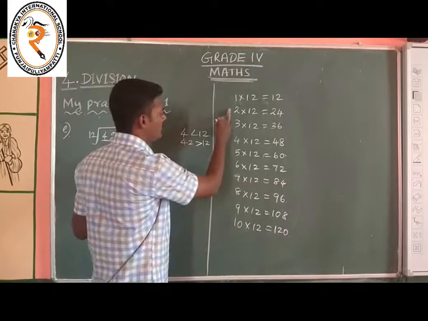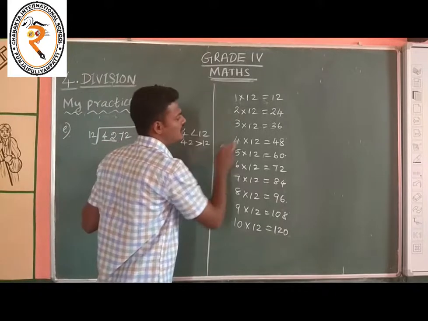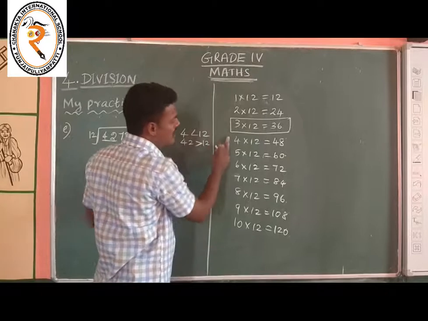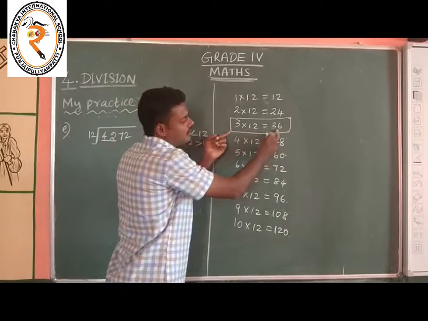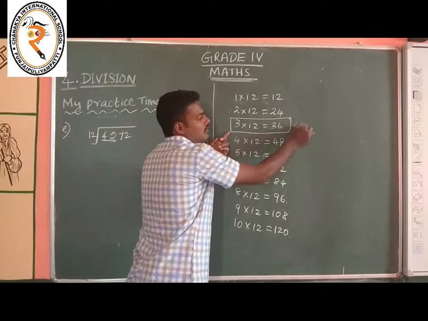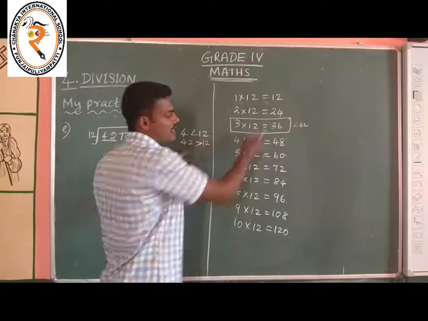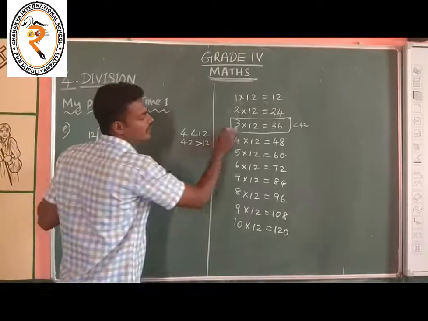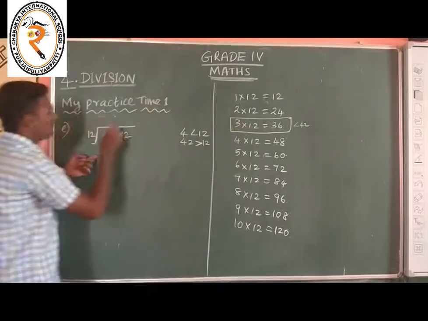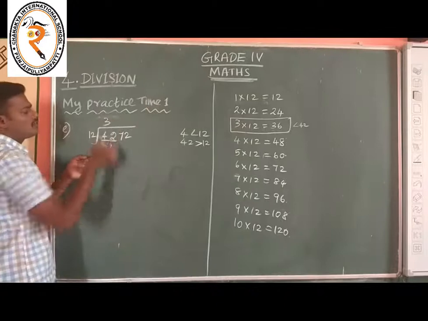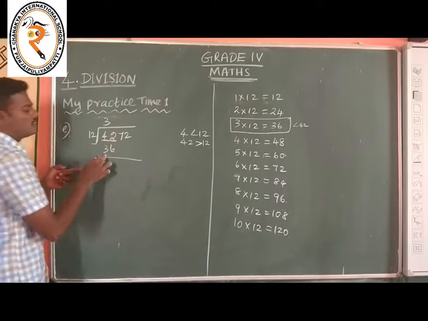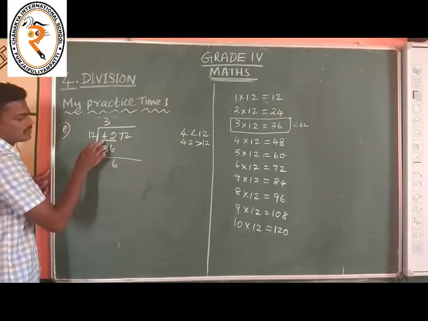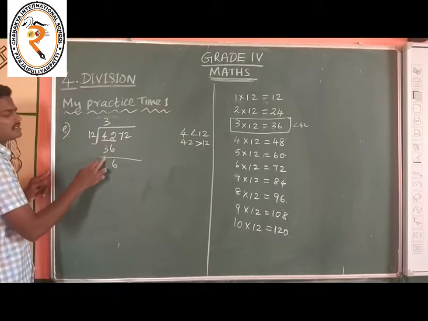In the 12th table, 42 is not here. So the last lower value is 36. We select 36. How many times is 36 in the 12th table? 3 times. So we write 3 in the quotient. And 42 minus 36, the answer is 6.